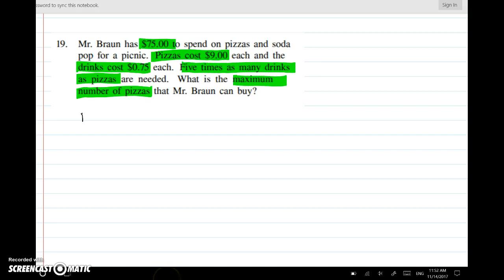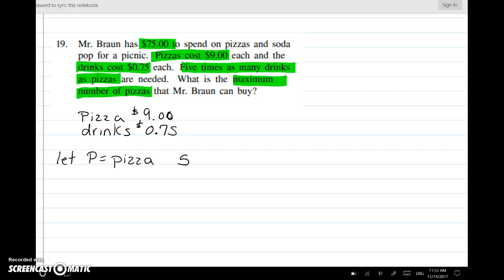Okay, well, we have a lot of information. We know the pizza is $9. We know the drinks are 75 cents. Obviously, I'm doing this in school because you just heard the bell. If we're going to let P equal pizza, then 5 times as many drinks as pizza means 5P is going to be my drinks. Because we bought more drinks than pizza, so we're going to write it as 5 times P.